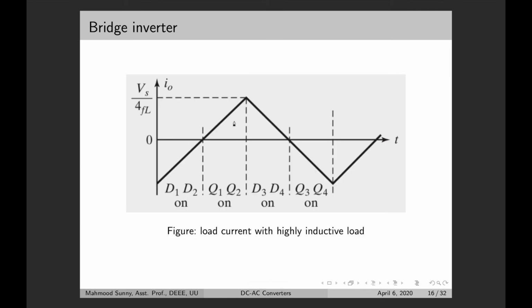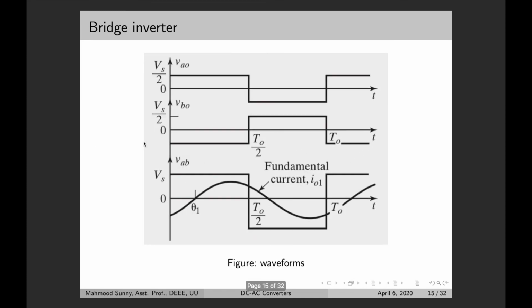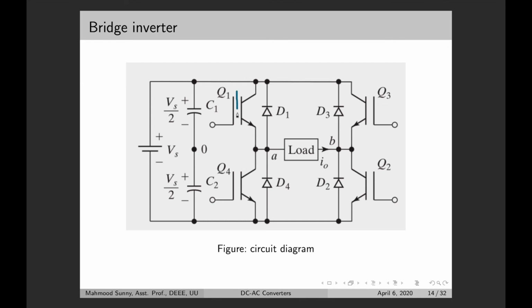So this is the wave shape for highly inductive loads. We can first inspect the switching states. Full bridge inverters can have 5 switching states. For example, if we look at state number 1, then here S1 and S2 are on. So if S1 and S2 are on, let's see what happens. So let's say S1 is on and S2 is on. What happens is that the current flows like this.